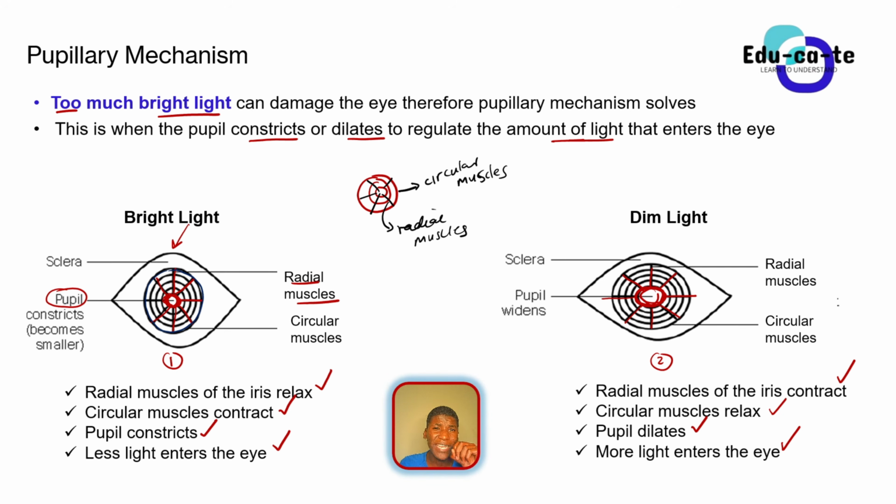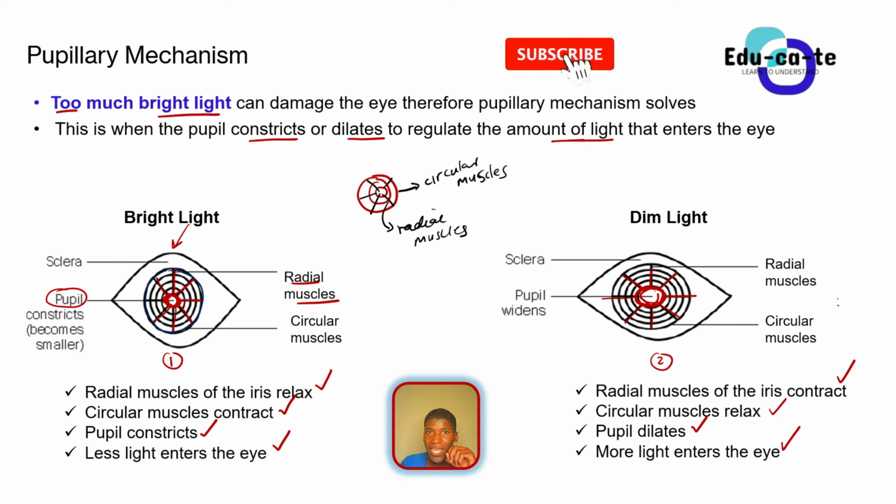So this is known as the pupillary mechanism, which is basically the mechanism whereby the pupil can either constrict or dilate. Constricting is becoming smaller and dilating is becoming wider. It becomes smaller, or constricts, in the bright light condition when there's a lot of bright light, and in the dim light condition it becomes bigger so that more light can enter the eye.